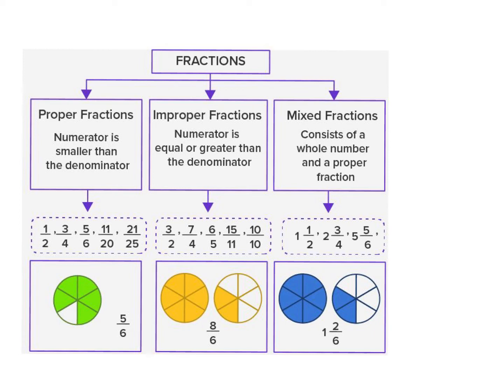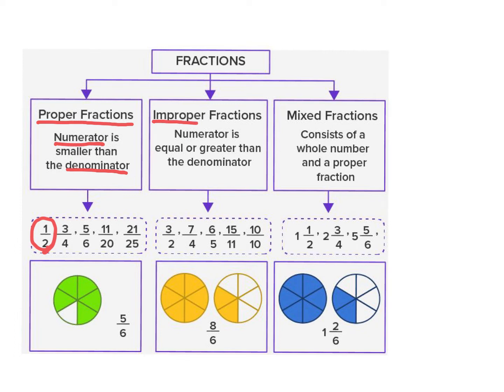In this unit, you're going to learn about the three major types of fractions. The first one is proper fractions, where the numerator, which is the number on top, is smaller than the denominator, which is the number on the bottom. For example, 1/2 is a proper fraction because 1 is less than 2.